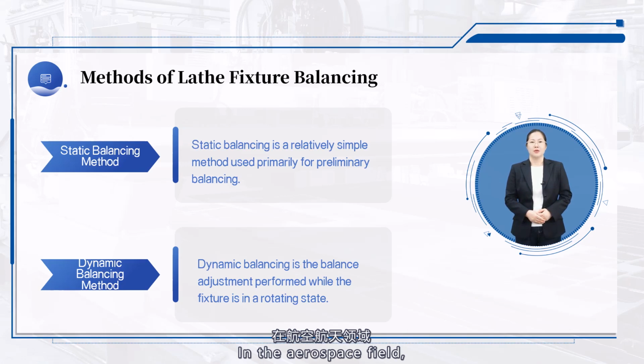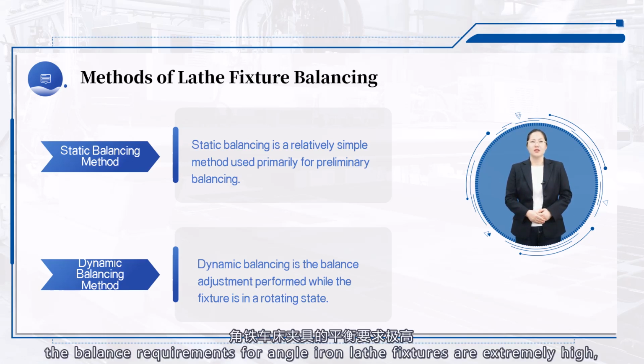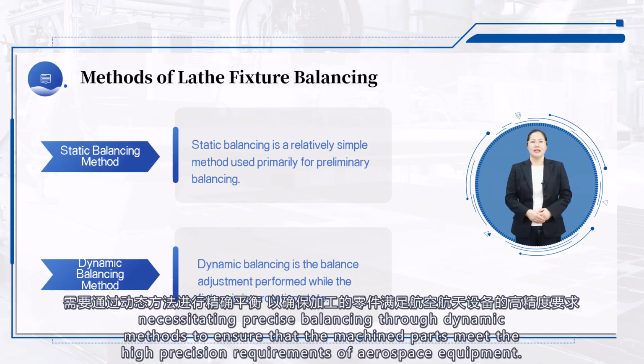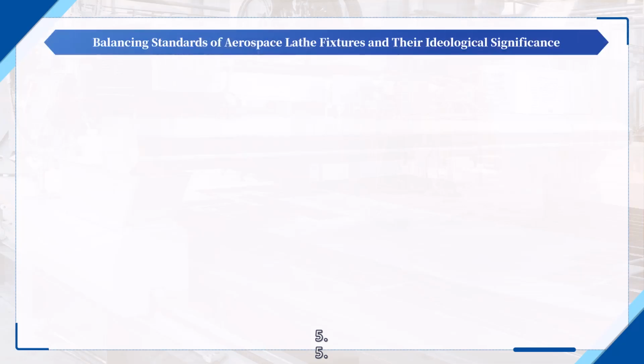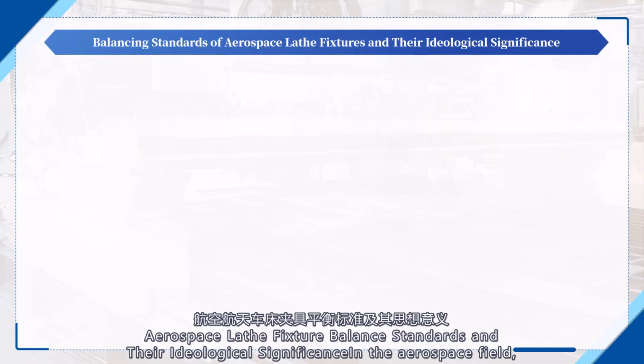In the aerospace field, the balance requirements for angle iron lathe fixtures are extremely high, necessitating precise balancing through dynamic methods to ensure that the machined parts meet the high precision requirements of aerospace equipment. 5. Aerospace lathe fixture balance standards and their ideological significance.